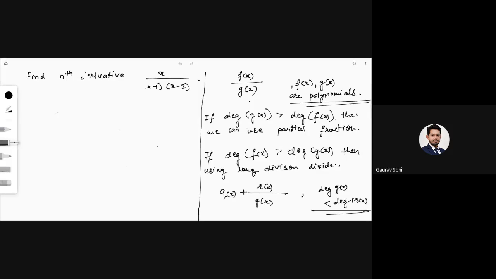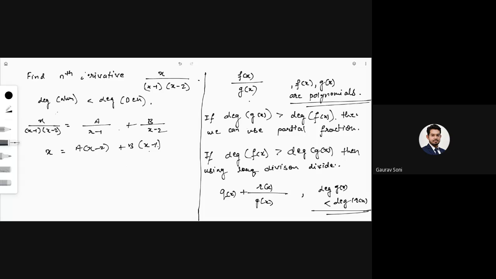So if I want to use the partial fraction in this case, already the degree of numerator is smaller than the degree of denominator. So I can directly use the partial fraction. So x upon x minus 1, x minus 2, I have to write it down as a upon x minus 1 plus b upon x minus 2. So we do the cross multiplication, denominators will get cancelled out, and what we have is a into x minus 2 plus b into x minus 1.